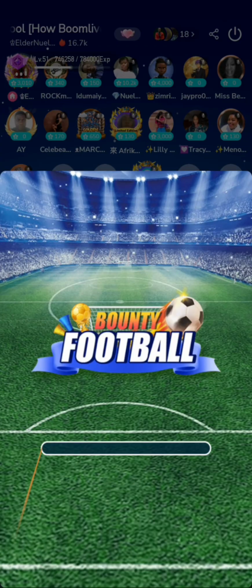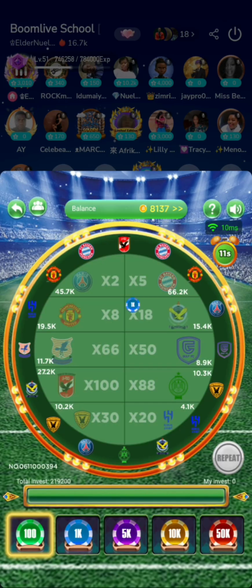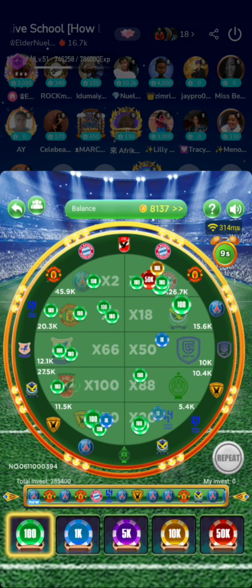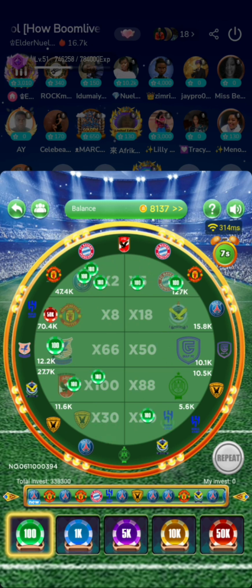Sometimes when you tap on the bounty football, the game might not load, or it will just load and just hang there. So if that happens, what you do is just go back and tap on another game and let that game load. When that game finishes loading, you go back and tap on the bounty football, and the bounty football is going to open.